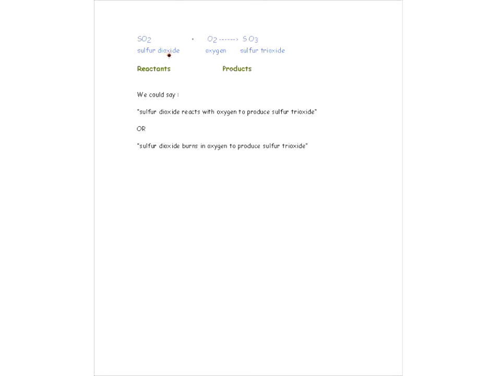So sulfur dioxide reacts with oxygen to produce sulfur trioxide. So this whole sentence would come from this formula. But the steps we use are, first of all, we take the chemical formula of each compound, change them into words, and then we use these words to produce a sentence like this. So we could say that sulfur dioxide reacts with oxygen, or we could say it burns with oxygen, assuming that it actually did burn in the presence of oxygen.